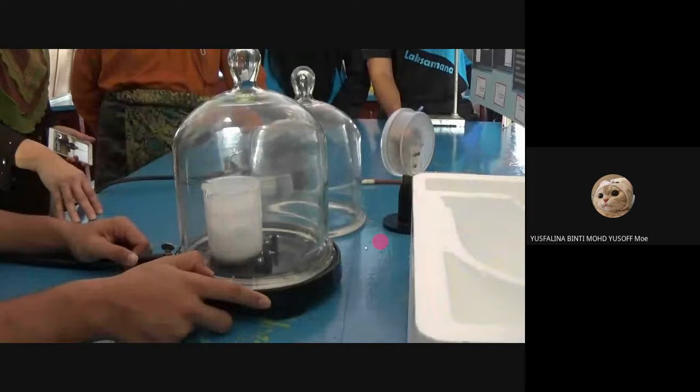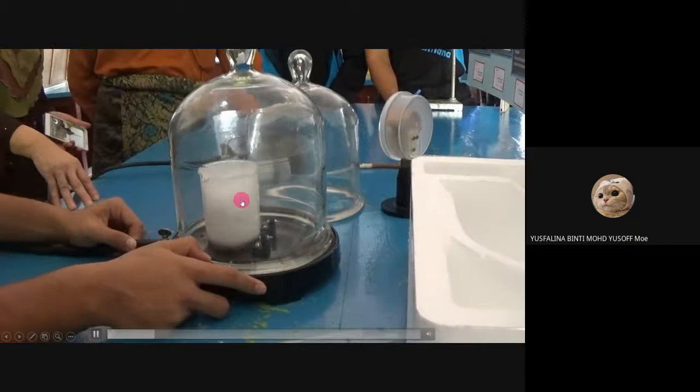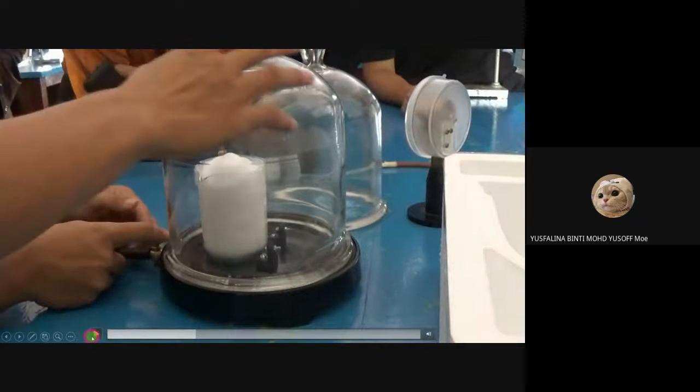All right, so this is the activity that you can do for Boyle's law. Here they use a foam inside of this jar, then they take out the gas. So when they take out the gas inside of the jar, the pressure inside of the jar is decreasing. So when the pressure inside of the jar is decreasing, what will happen to the foam here? It will expand.